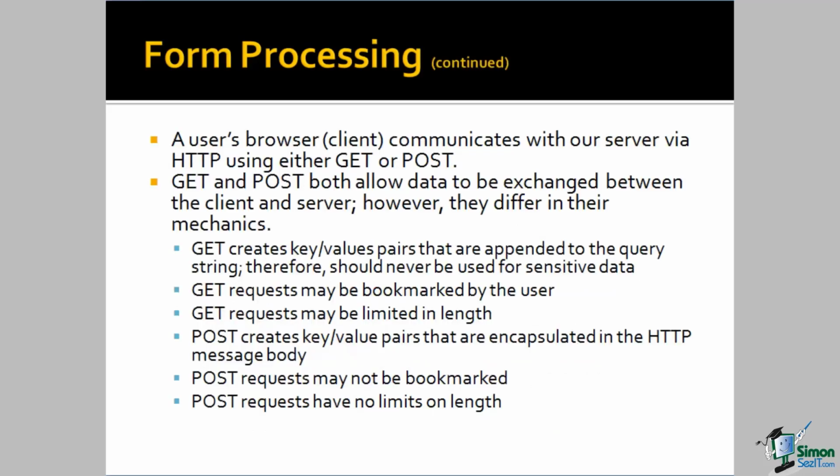So a user's browser, the client, communicates with our server with either the get or the post method. The same data is transmitted with either get or post. However, the mechanism for the transmission is significantly different. With the get method, the form data is passed in the query string and is therefore visible. So we should never use it for sensitive data like usernames and passwords. In contrast, the post method passes the data back to the server in the HTTP body so that it is not visible. Another big difference is that the get method may actually be limited in the amount of data that can be sent back, whereas the post method has no limit.